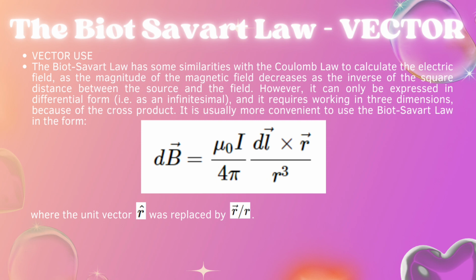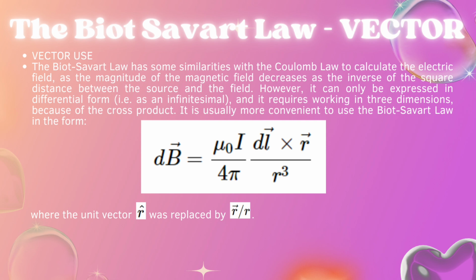The vector use of the Biot-Savart law has some similarities with Coulomb's law to calculate the electric field, as the magnitude of the magnetic field decreases as the inverse of the square distance between the source and the field. However, it can only be expressed in differential form, i.e. as an infinitesimal, and it requires working in 3 dimensions because of the cross product.